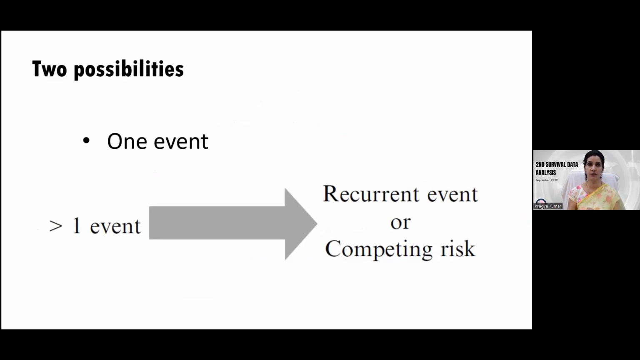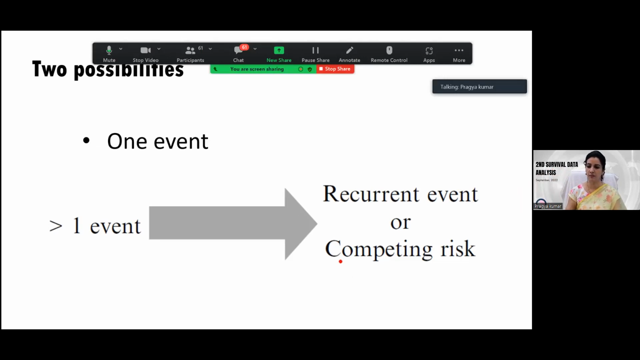So there are two possibilities. There can be one event, like in this case, the death of the butterfly, so there is only one event here. In many situations, there can be more than one event, or a recurrent event. Like if you are taking the event as death in a patient, say death due to myocardial infarction, the patient may also die because of some other disease. This is known as the competing risk.